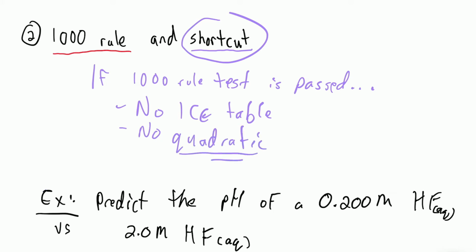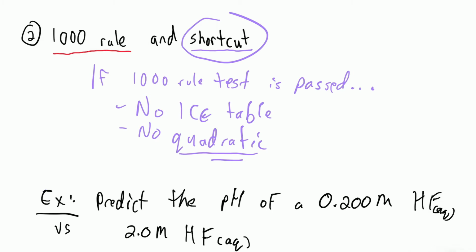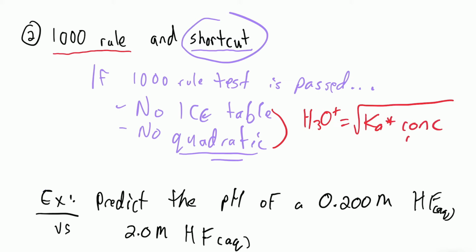And so what we can then skip to, the shortcut, is if you're trying to find H3O+, which is your x value, if there's none of these, then you can always jump right to this formula here, which is H3O+ is equal to the Ka value of the acid multiplied by the concentration of the acid. And again, the minute you do the 1,000 rule test and it passes, you can jump right to this. You don't have to do the ICE table or any of those kinds of things.